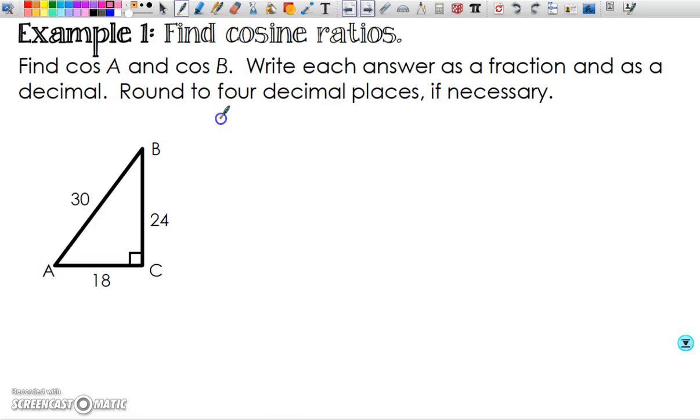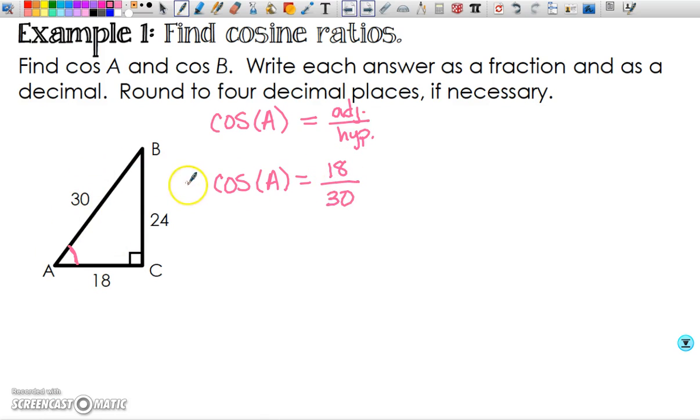So this one is doing cosine. Cosine of A equals, well, here's your angle, and the adjacent side. Remember, we're doing adjacent over hypotenuse. So cosine of A is the adjacent side, which is 18, over the hypotenuse, which is 30. So here's your fraction answer. And as a decimal, you just take 18 and divide it by 30, which gives you 0.6. So there are your two answers for A.